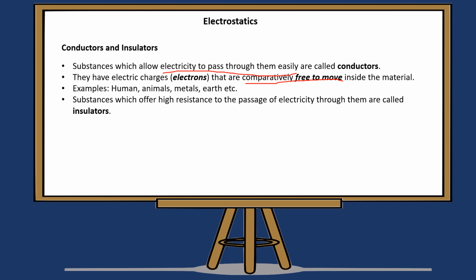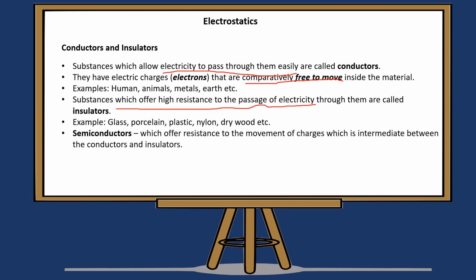Now, on the other hand, substances which offer very high resistance to the passage of electricity, that means they don't allow the electricity to pass through them, are called insulators. Substances which offer high resistance to the passage of electricity through them are called insulators. Example: glass, porcelain, plastic, nylon, dry wood, etc.